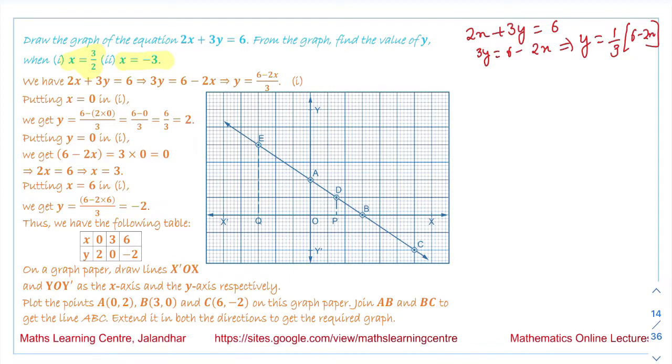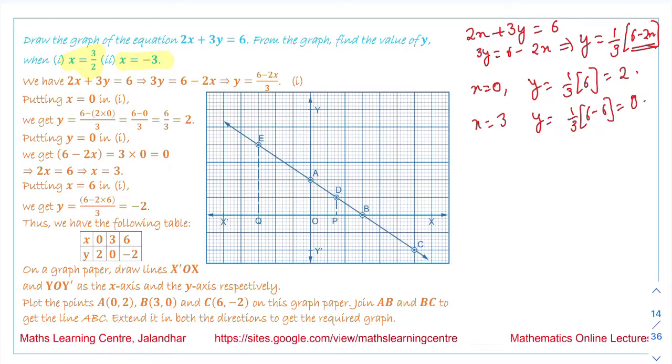Now we require some values over here so that they are multiples of 3. So for multiples of 3, suppose we put x is equal to 0, we get y is equal to 1 by 3 into 6, that is equal to 2. Next, suppose I am substituting x is equal to 3, so I will get y is equal to 1 by 3 into (6 minus 6), that is equal to 0.